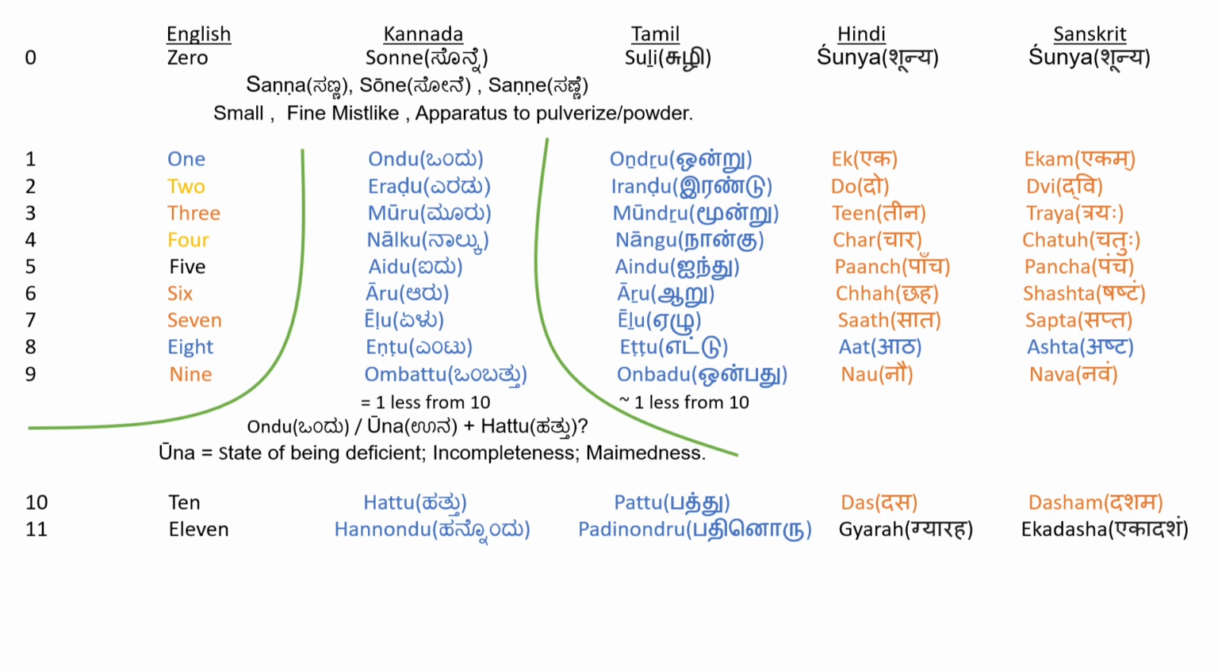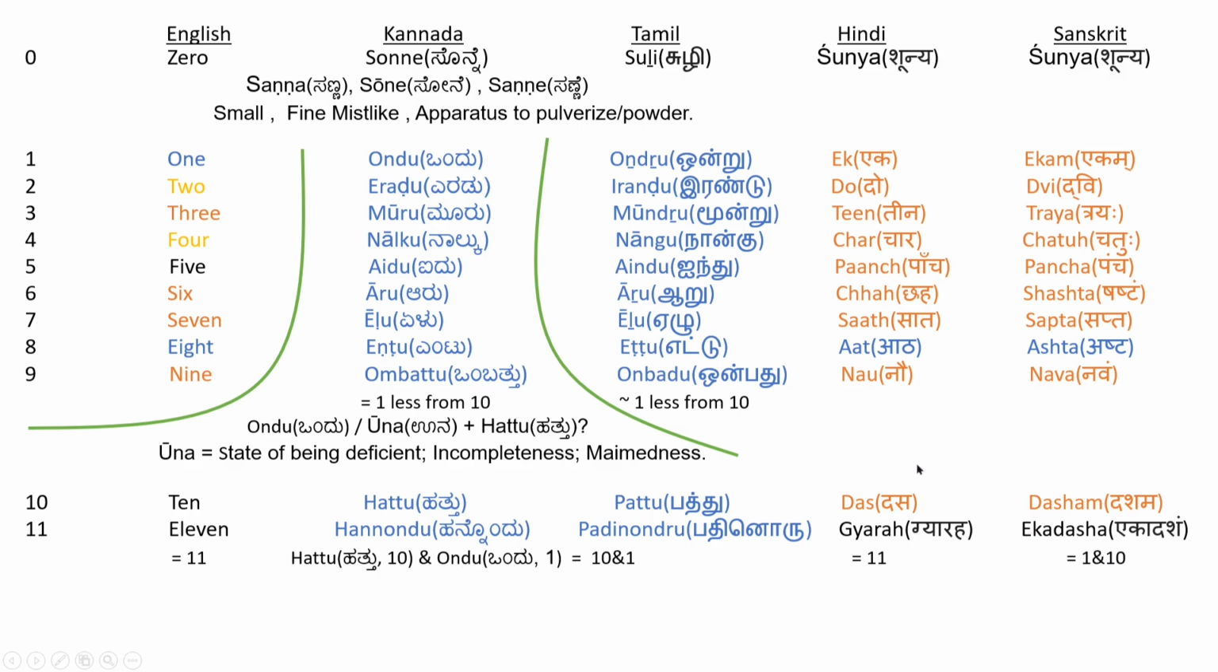So now this is where the interesting part starts. In English, 11 is written like this. It's a new word. It doesn't seem to be derived from words like 10 and 1. But in Kannada, 11 is written as Hannondu. Hattu stands for 10, Ondu for 1. So Hattu plus Ondu becomes Hannondu. It's like a pretty close combination. So it's derived from 10 and 1, or 10 plus 1.